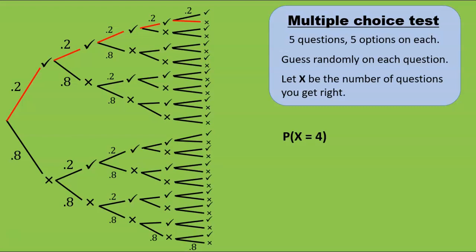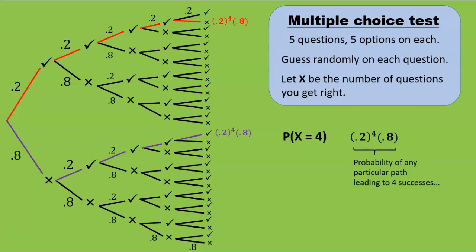The probability of going down that path is 0.2 to the 4th times 0.8, since we go up 4 times, our 4 successes, and down once. Once again, every path leading to 4 successes will have this same probability, since any such path involves 4 ups, hence 4 factors of 0.2, and 1 down, hence 1 factor of 0.8. So to find the probability that x is 4, we take the probability of going down any particular path leading to 4 successes and multiply by the number of such paths.